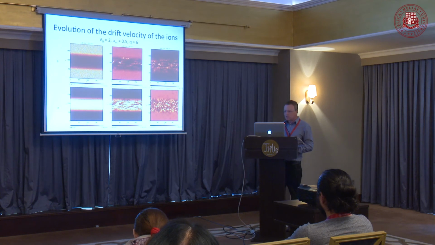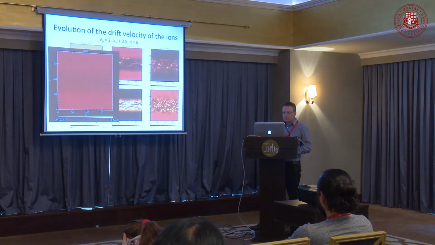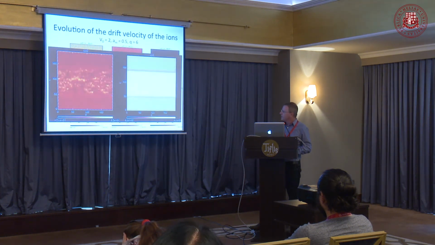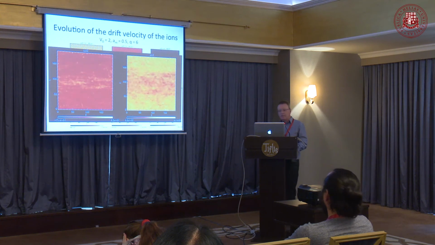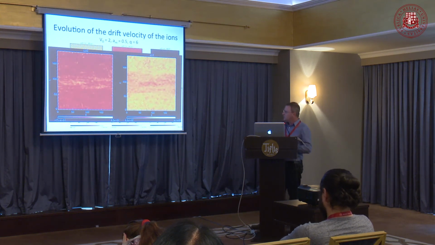But here it's not Kelvin-Helmholtz, because there's no time for the Kelvin-Helmholtz to evolve, which evolves on orders of magnitude slower time scale than the drift instability. The next slide shows an animation of the evolution. You can see on the left the protons and on the right the alpha particles due to this drift.